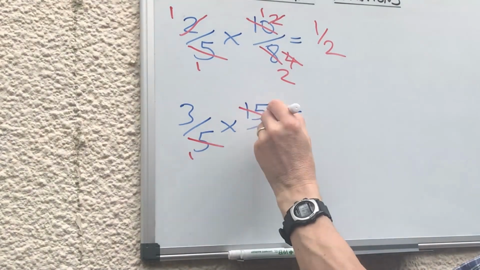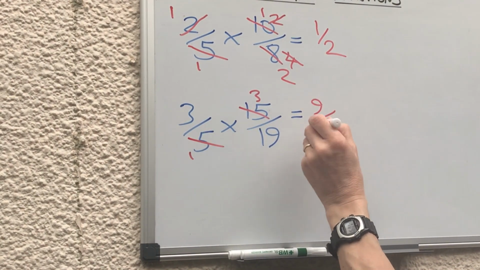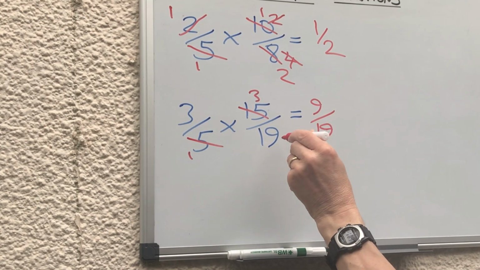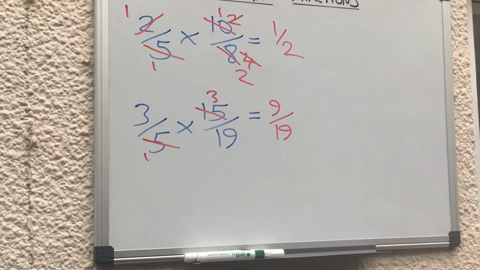5 goes with that. We now have 3 times 3 equals 9, and then 19ths. 19 is a prime number, so we're not going to be able to cancel anything with a 19 unless we had something like a 38 or 57, a multiple of 19 up there.